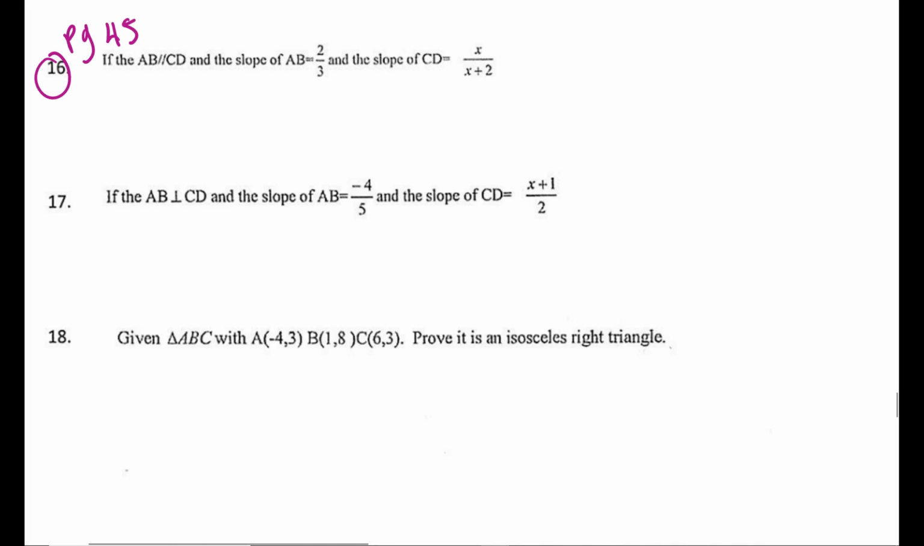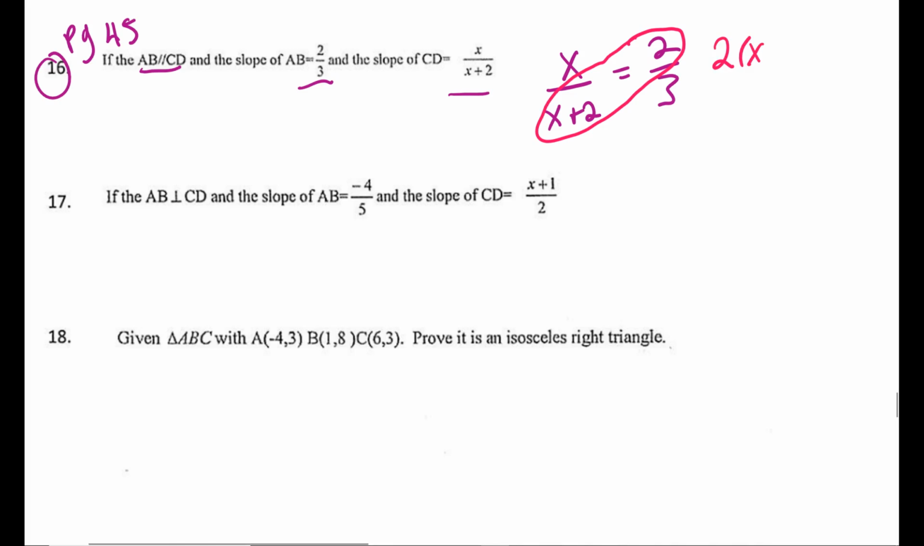So for something like number 16 on page 45, where they tell me that the segments are parallel instead, and they give me the slope of one of them, and they give me the slope of another one, I would just set these equal to each other. So x over x plus 2 equals 2 over 3.